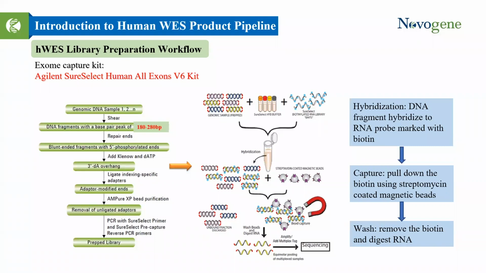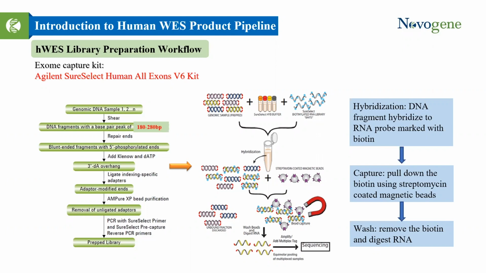This page is about our human hWES library preparation workflow. We use Agilent SureSelect Human All Exon V6 kit for exome capture. For library preparation, genomic DNA was randomly sheared into short fragments with a size of 180 to 280 BP. The obtained fragments were end-repaired, A-tailed, and further ligated with Illumina adapters. The fragments with adapters were PCR amplified, size selected, and purified.